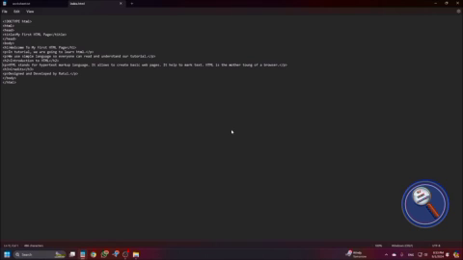So here are some h1, h2, h3 tags and some paragraphs we have written. Today we are going to see what the line break tag is, what the pre-formatted text is, and what the horizontal rule is.